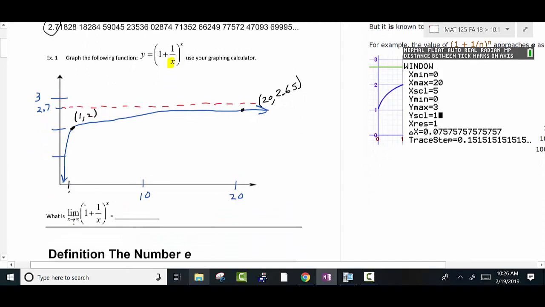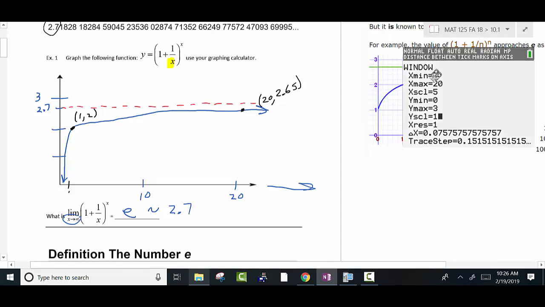Okay, so here's the idea. When you do the limit as x goes to infinity, the graph is leveling off at E. Okay, and E is approximately 2.7. So it'll never hit 2.7, the exact value of E, but it gets closer and closer forever.